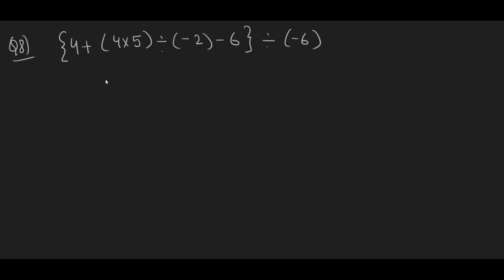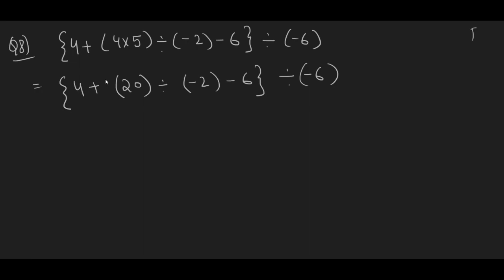So what will we do first, children? We'll start with this. 4 plus 4 into 5, we will solve this bracket first, it will be 20 divided by -2 minus 6 divided by -6. Now here you have 4 plus 20 divided by -2 minus 6. So you will solve how? Which rule? BODMAS.